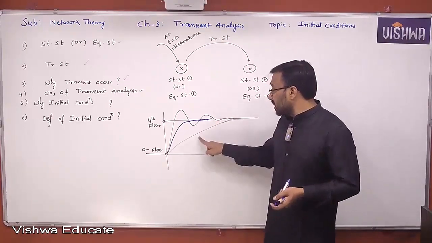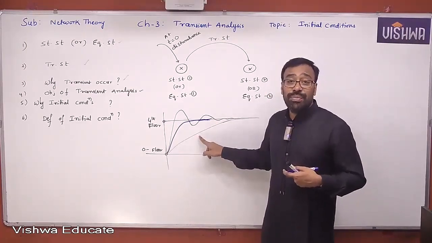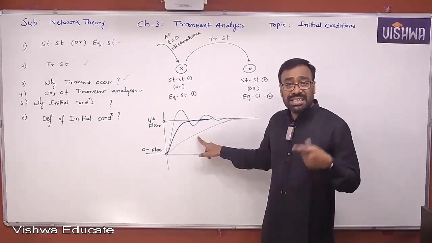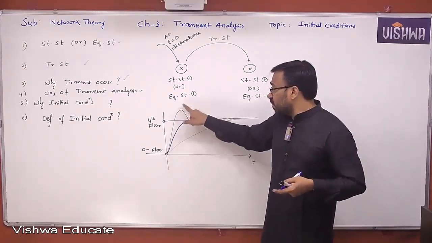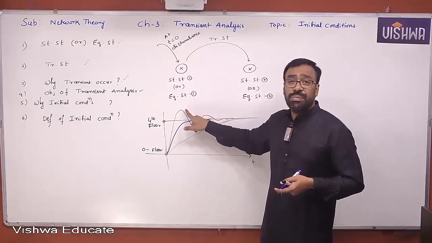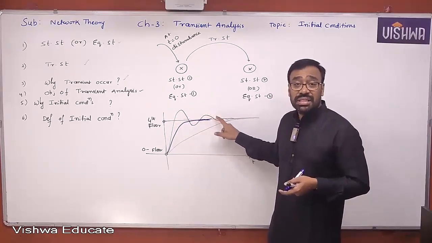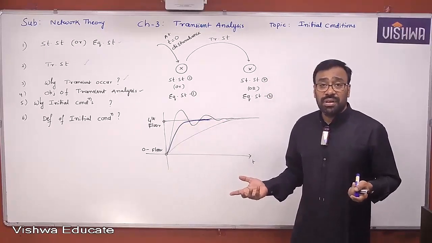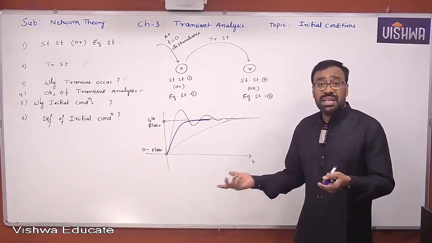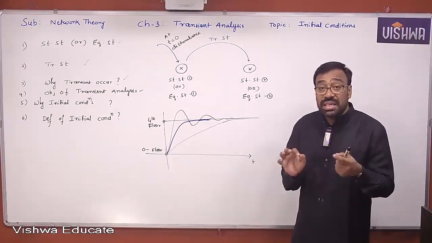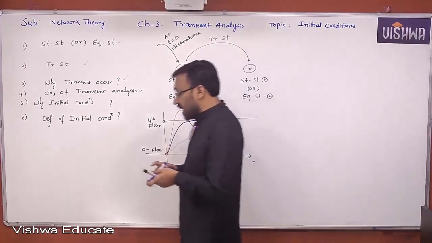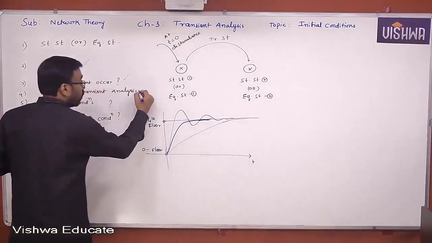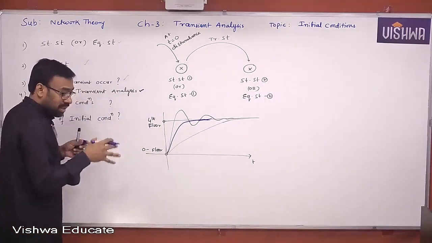If the response is this, then I have to make the response a little faster. Yes or no, all of you? If I see the response like this, I will realize I need to suppress these oscillations. Yes or no, all of you? If I get a response something like this, then I'm happy with that. I would like to go ahead with that same response. So students, here, the main objective of the transient analysis is to understand the dynamics of the system.